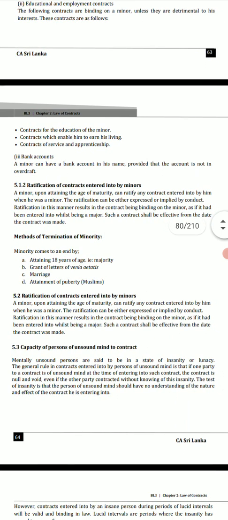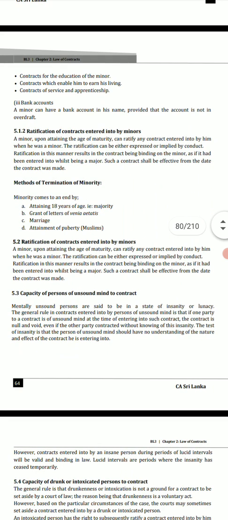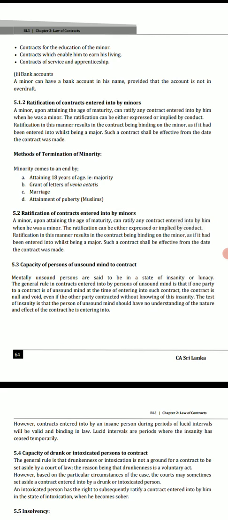It says ratification of contracts entered into by minors. A minor, upon attaining the age of maturity, can ratify any contract entered into by him when he was a minor. Ratification can be expressed or implied by conduct. So you can make some sort of contract with the help of a legal guardian, and once you turn 18, you can actually take over the business or the contract by yourself.